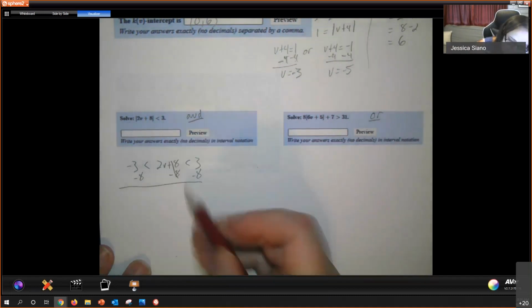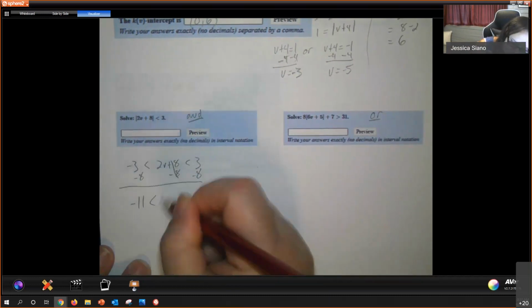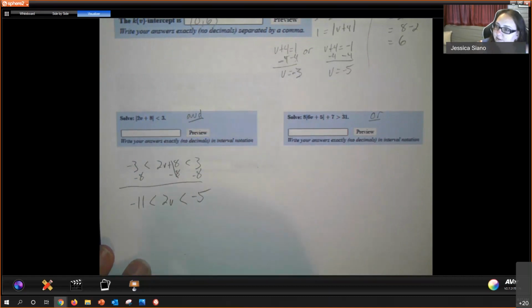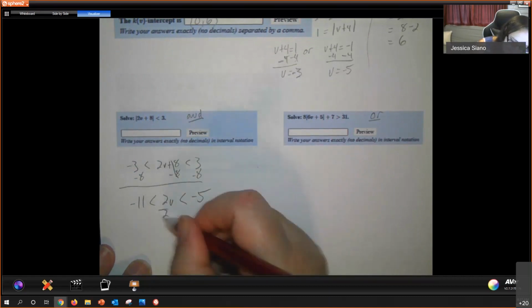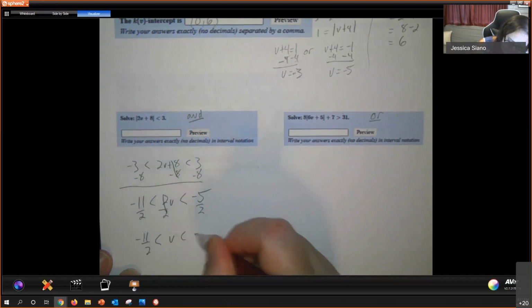So if I subtract 8, I subtract 8 on both the left and the right. -3 minus 8 is -11. 3 minus 8 is -5. And then we divide everything by 2. So -11 divided by 2 is, we could just leave it like that.